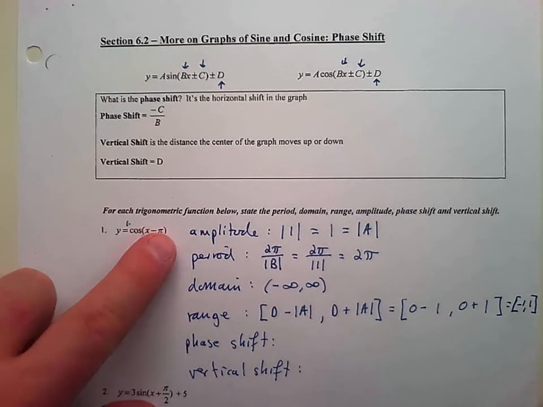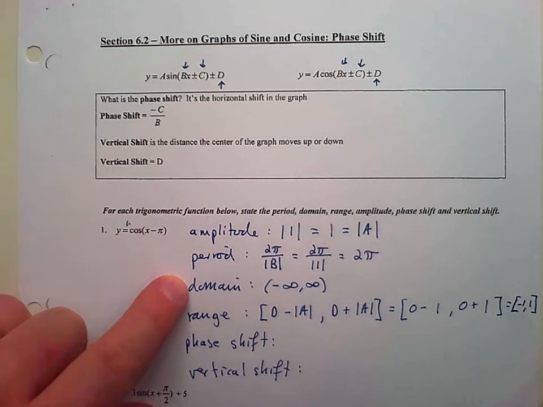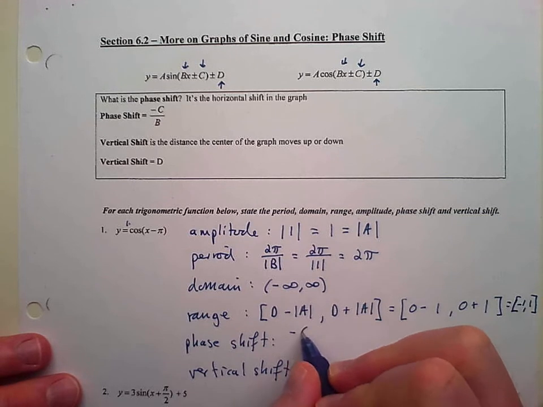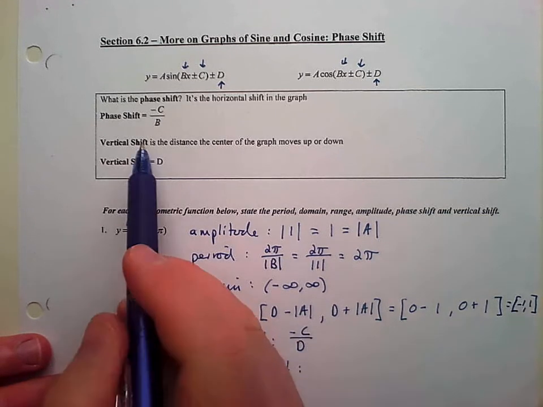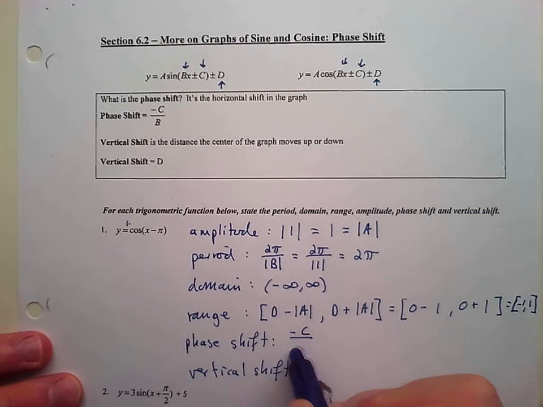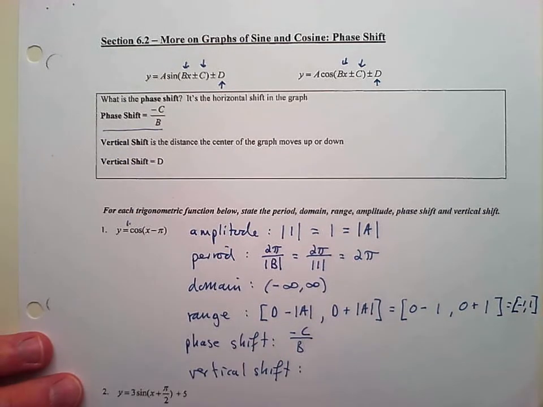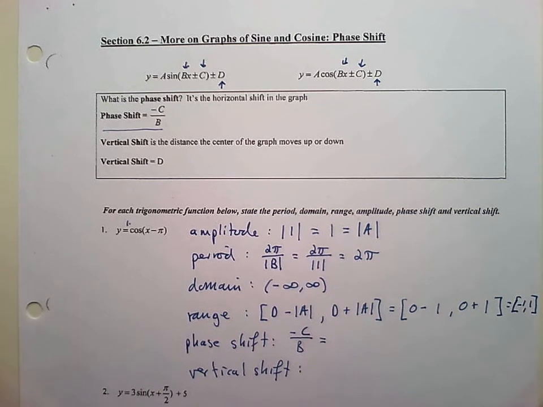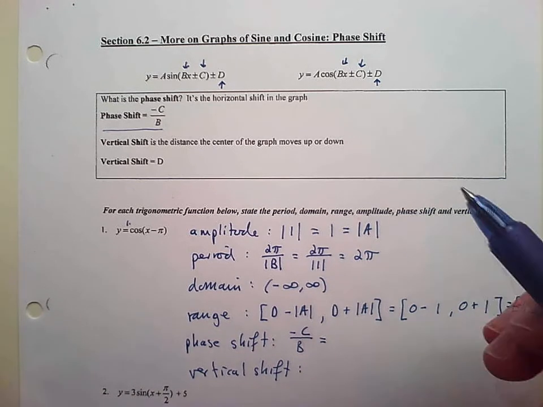So these are the first 4. These are similar to the ones that we did in section 6.1. But what's new now in section 6.2 is the phase shift. The phase shift is given to us by negative C over B, which we have up here in our definitions box. Good thing that definitions box was up there. I got it wrong there for a second. Negative C over B.